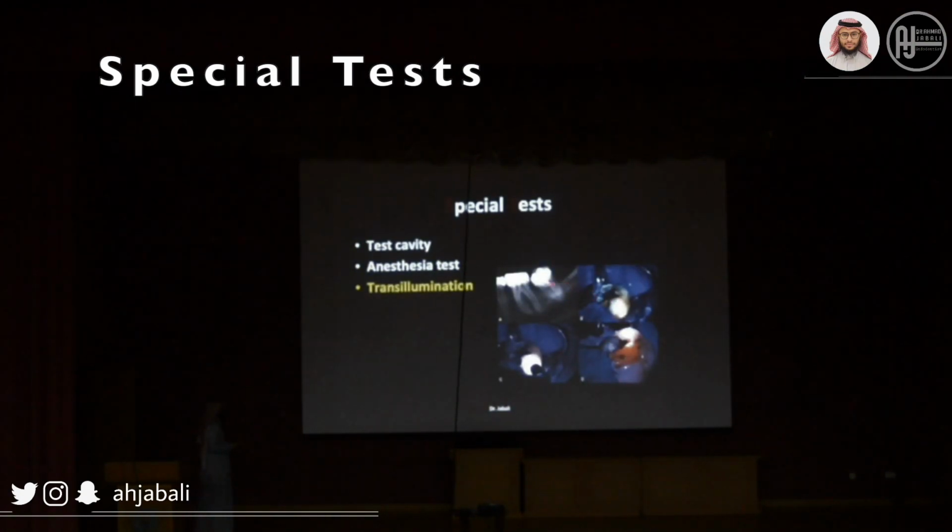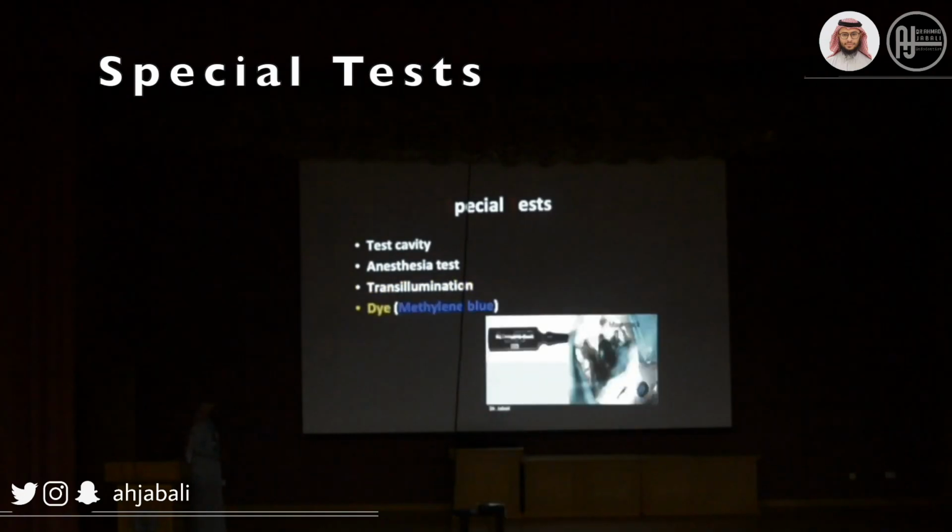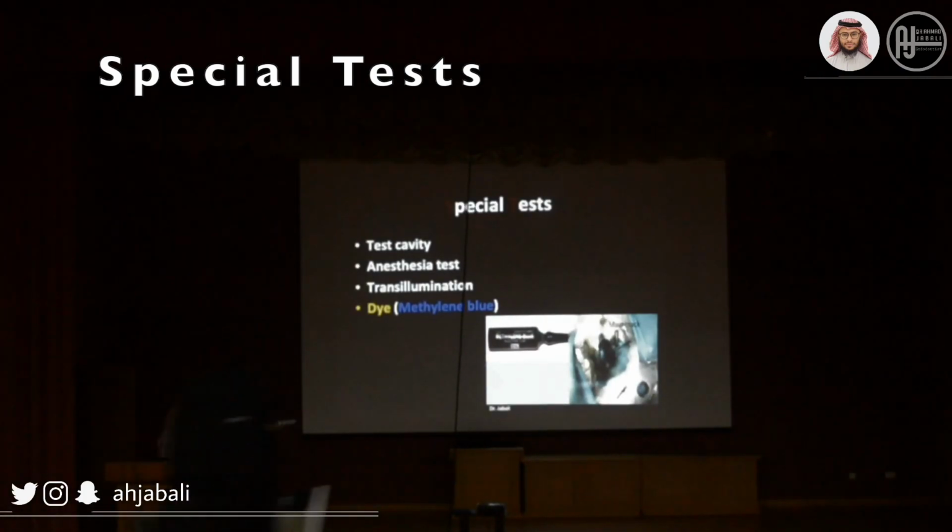Transillumination, if you think there is a crack in the tooth, you might use transillumination, and you put it on either the buccal or lingual side, and you see if the light cannot go to the other part of the tooth, then there is a fracture in this area. Also, you can use dye or methylene blue to check if there is a fracture. This is after you open the tooth and you don't know if there is a fracture in the tooth or not. You might use dye or methylene blue.